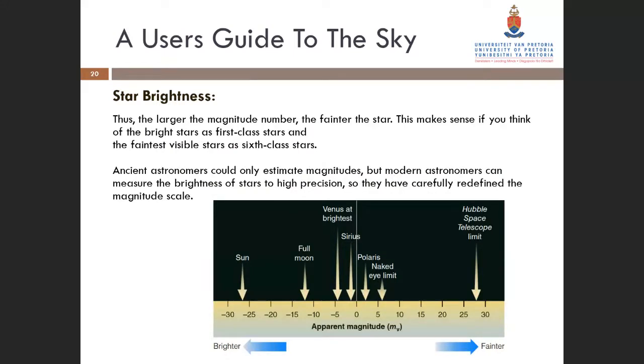So the larger the magnitude number, the fainter the star. This makes sense if you think of the bright stars as first-class stars and the faintest visible stars as sixth-class stars. Ancient astronomers could only estimate magnitudes, but modern astronomers can measure the brightness of stars to high precision. So they've carefully redefined the magnitude scale.